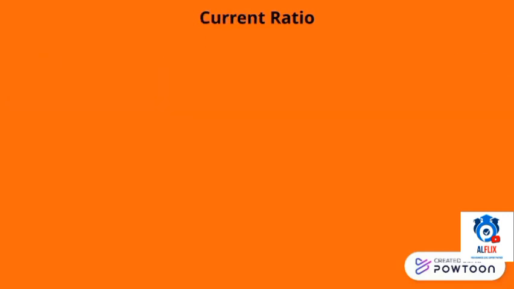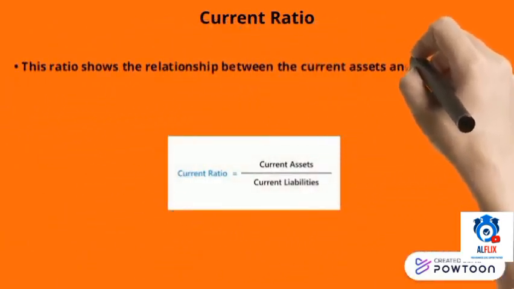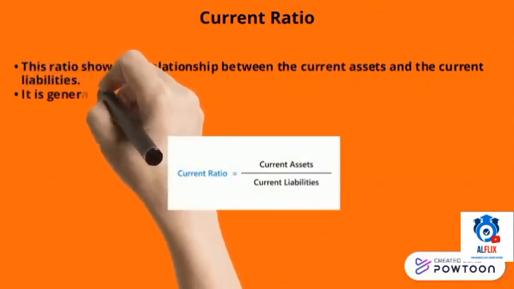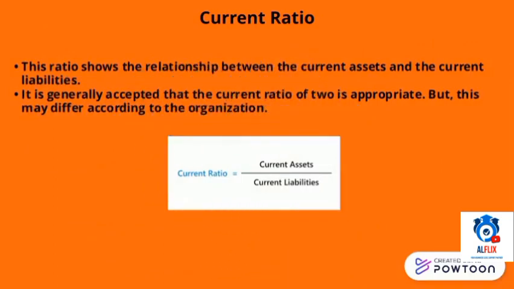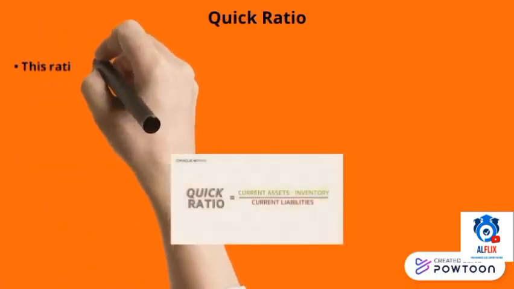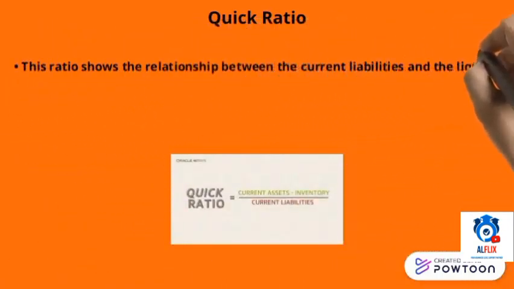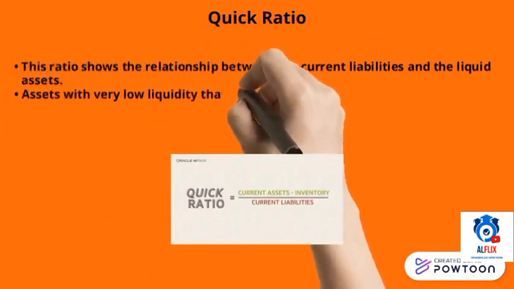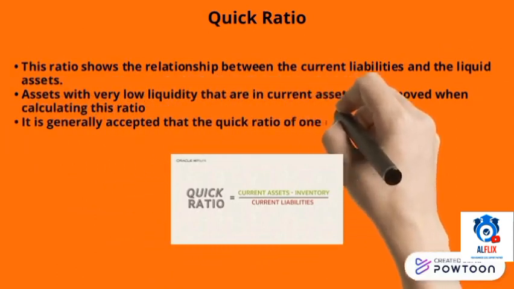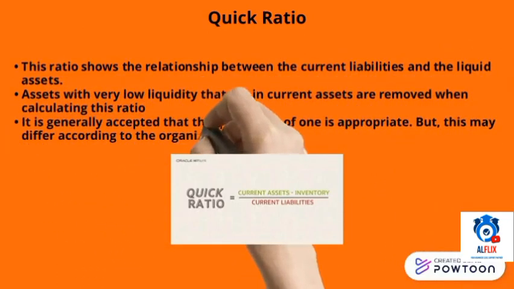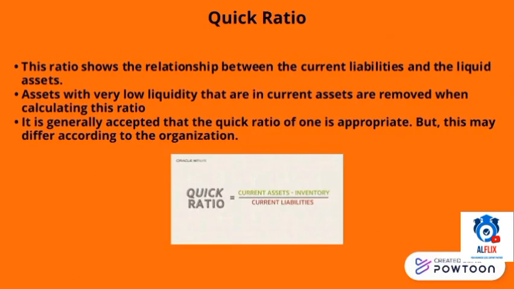Current ratio. This ratio shows the relationship between the current assets and the current liabilities. It is generally accepted that a current ratio of 2 is appropriate, but this may differ according to the organization. Quick ratio. This ratio shows the relationship between the current liabilities and the liquid assets. Assets with very low liquidity that are in current assets are removed when calculating this ratio. It is generally accepted that a quick ratio of 1 is appropriate, but this may differ according to the organization.